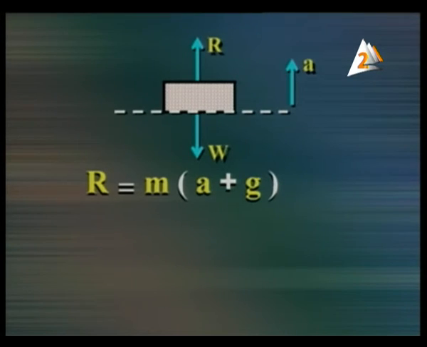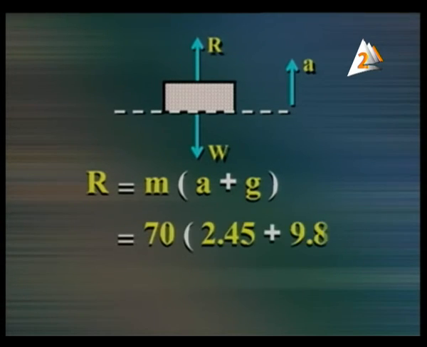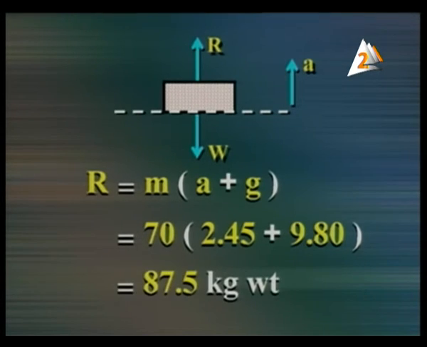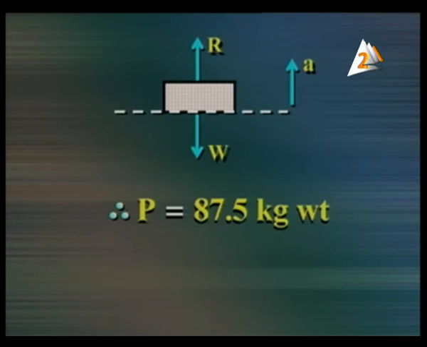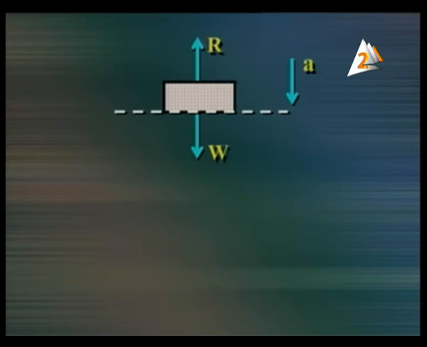So R equals M times (A plus G) in case of the elevator moving upwards, but in case of moving downwards, the sign will be negative. Notice that. So R equals 70 times (2.45 plus 9.8) equals 87.5 kilogram weight. Then P, the pressure, equals 87.5 kilogram weight.